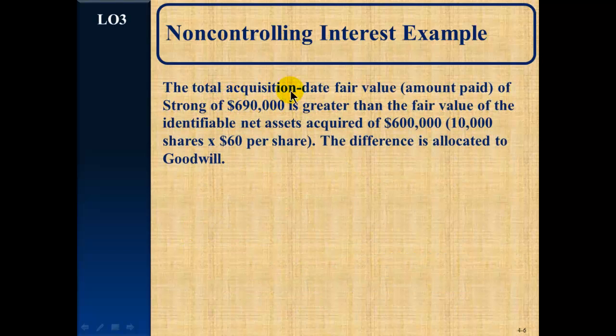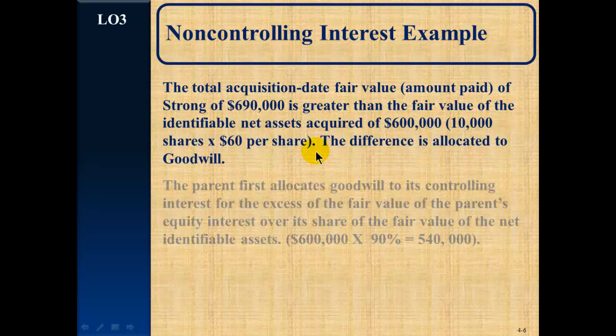Now, the acquisition date fair value, the amount paid for Strong, is 690,000, which is greater than the fair value of the identifiable net assets, which are 600,000. So we're going to use the stock price: 10,000 shares, which is the entire company, everything that was outstanding, trading at $60. We're going to say the net assets were valued at 600,000, so we're going to allocate the difference to goodwill.